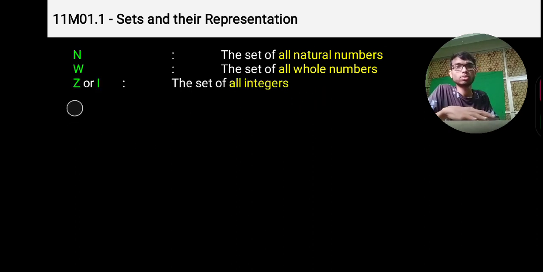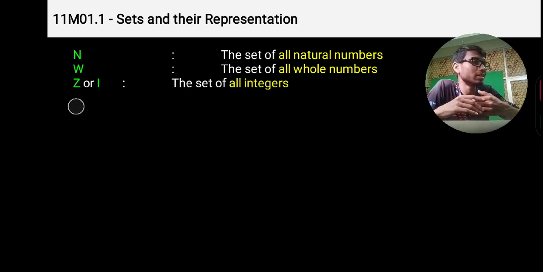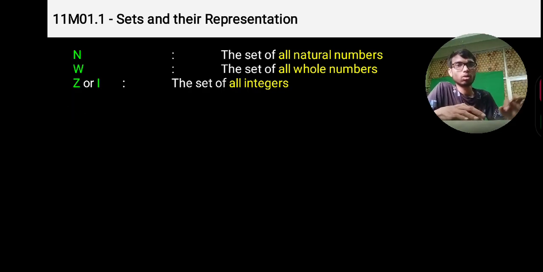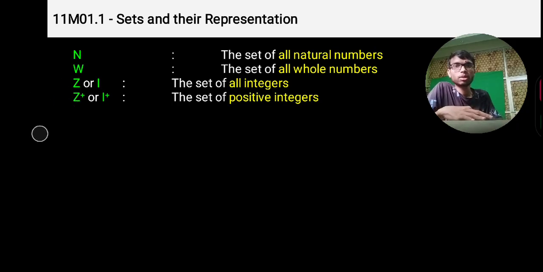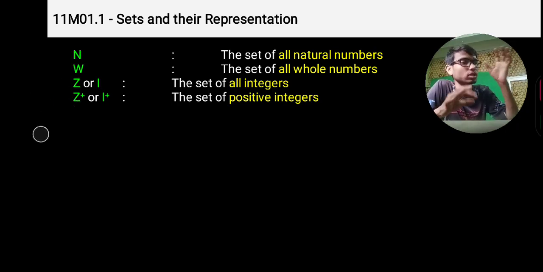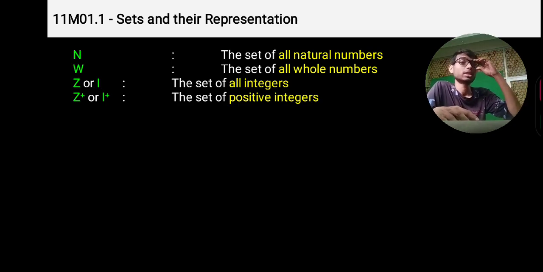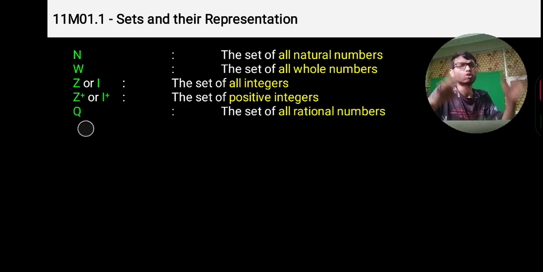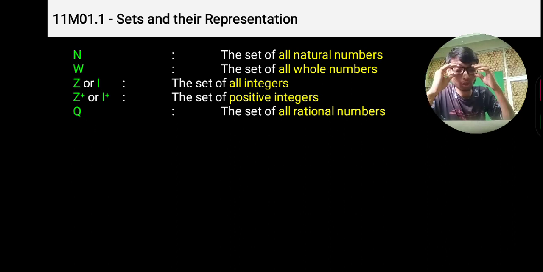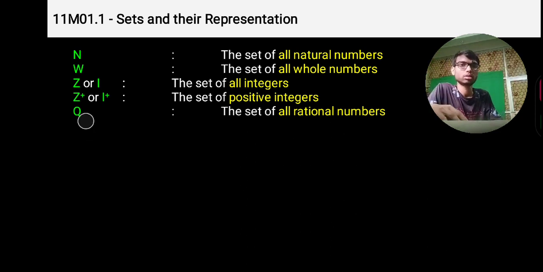The set of integers is Z, or I. So can we say the set of all integer numbers. Now Z plus means only positive integers. Finally we have got this set of all positive integers. Q, I think it should be rational. This is the set of all rational numbers.